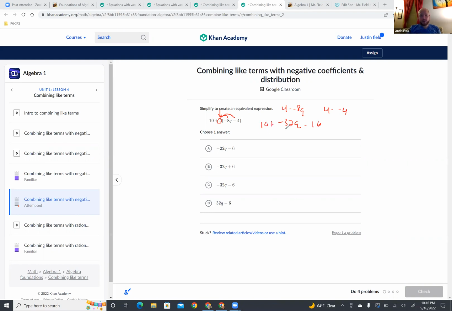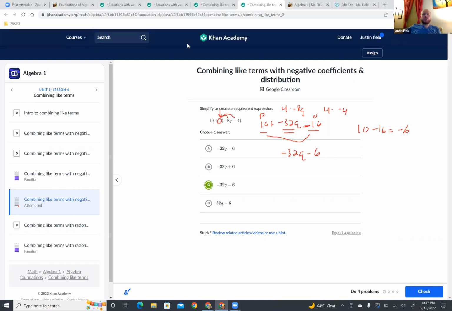So now I have my positive, that's a minus, right? -16. And then this non-like term, double underline that, but these two can combine. So what is 10 minus 16? That'd be -6. So we get -32q minus 6.